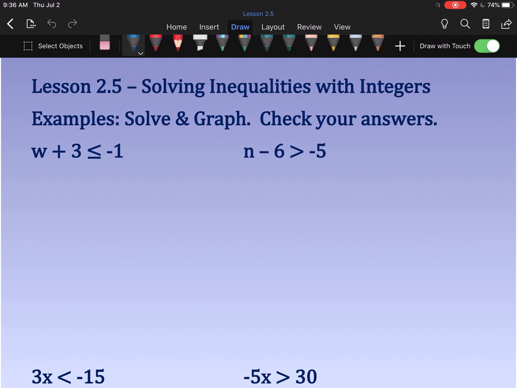So I see a positive 3 with W. To move it, I must subtract 3. W is less than or equal to. Same sign, so keep that sign, add the numbers. 1 and 3 make 4.